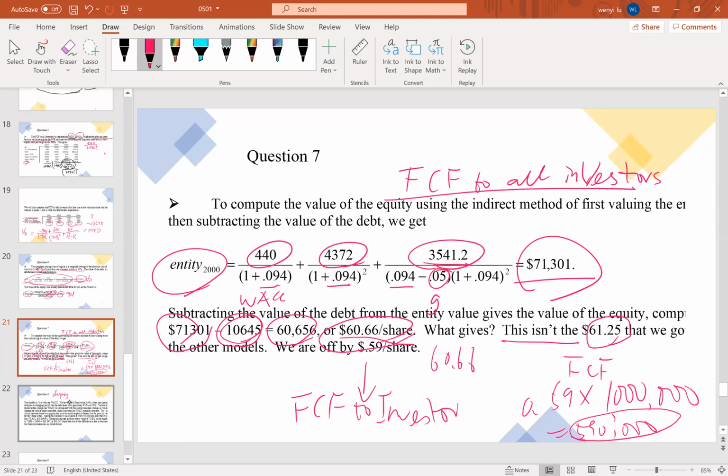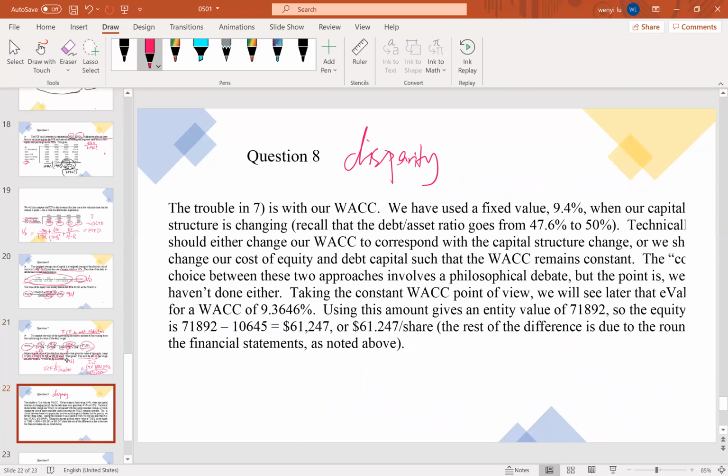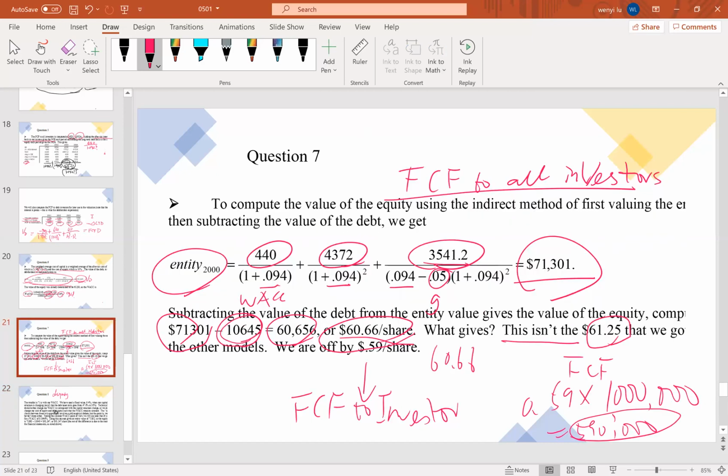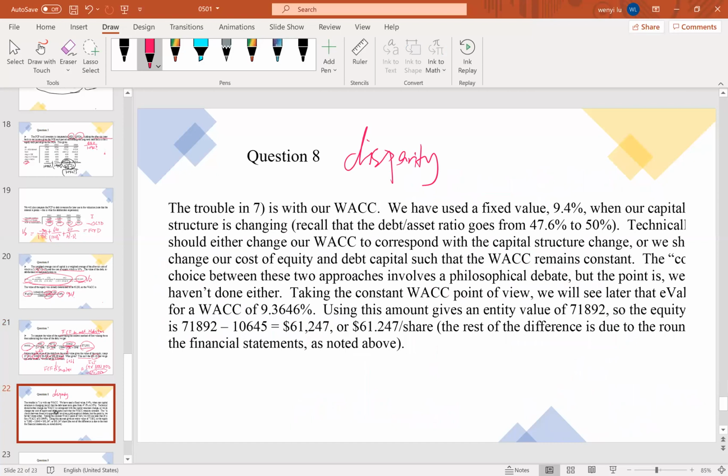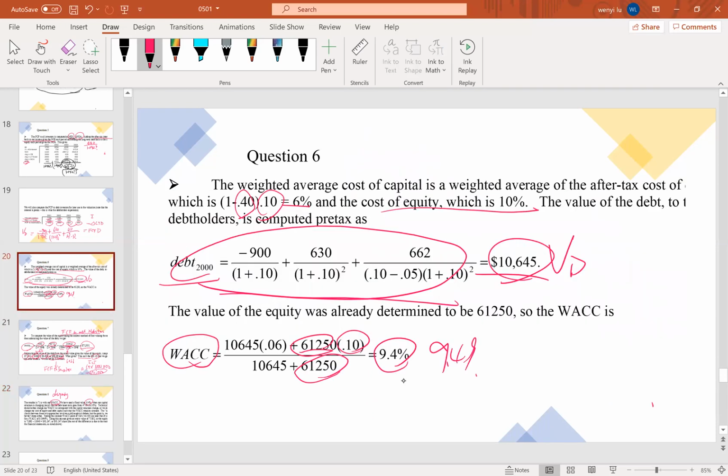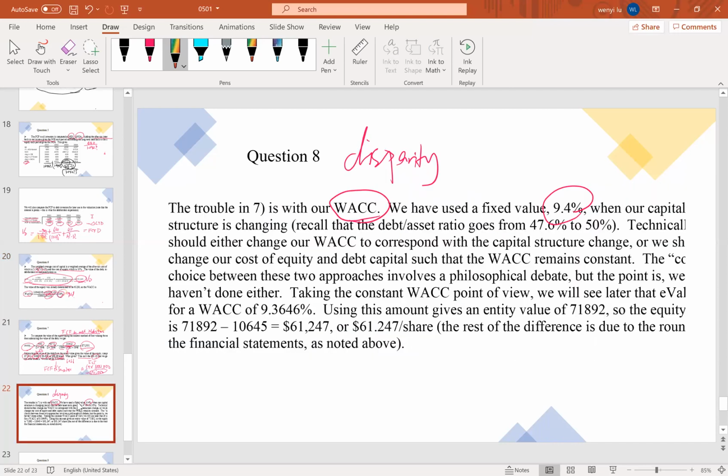So let's explain why these two models can show a little bit of disparity. The problem is when we estimate the cost of capital. We use the 9.4% we solved as the cost of capital, as our discount rate. But this step actually causes some trouble. What's the trouble? If we use the 9.4% as a fixed discount rate, we are assuming our capital structure is fixed.